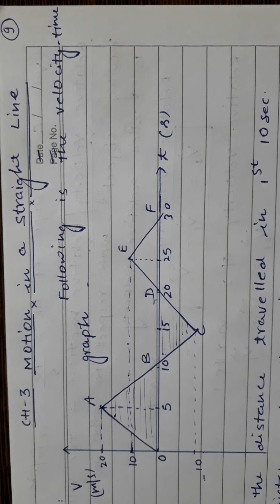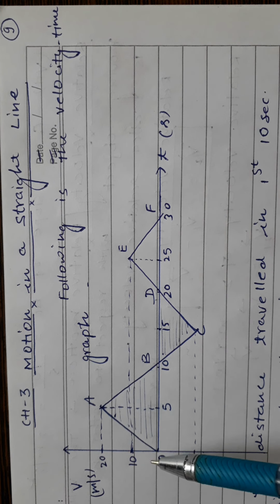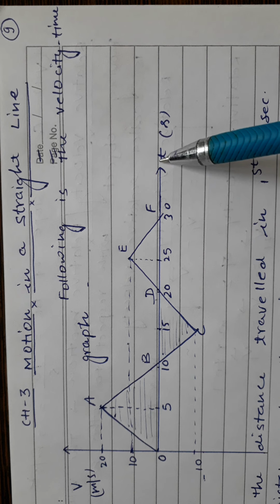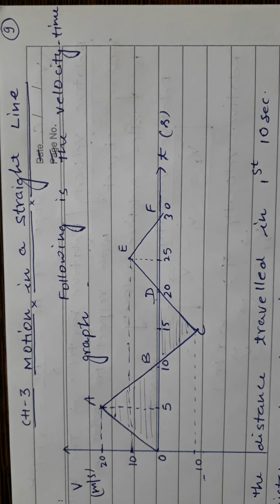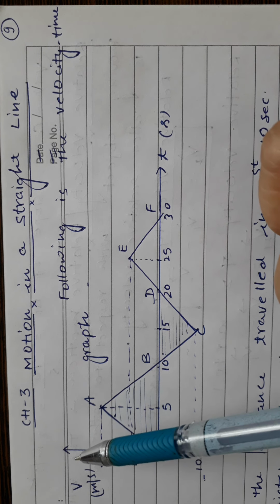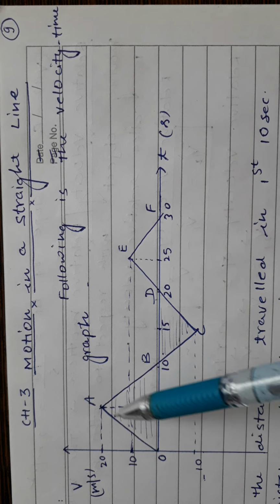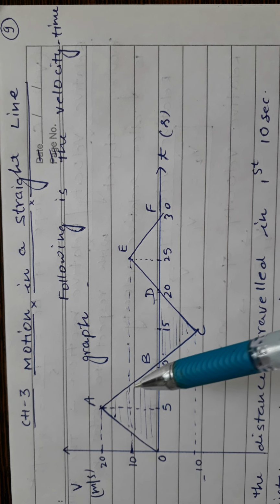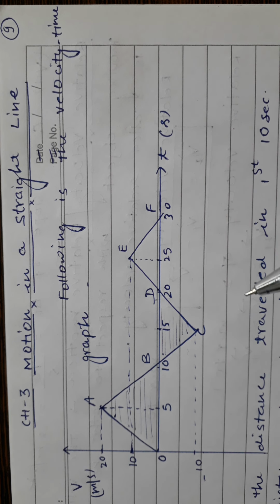One numerical problem we solve. This is a velocity time graph for a moving body. This graph is showing how velocity is changing with time. You can see on the x-axis time is taken and on the y-axis velocity is taken. So velocity is changing, somewhere it is increasing or decreasing or going in the opposite direction.